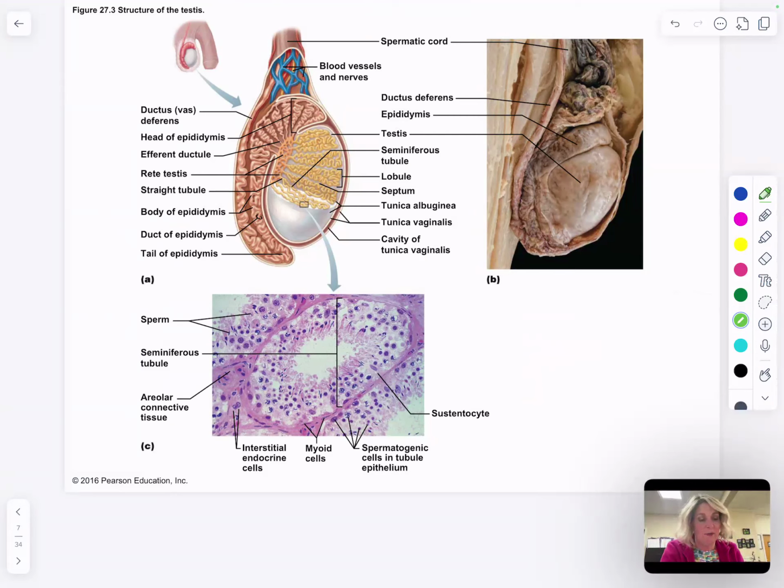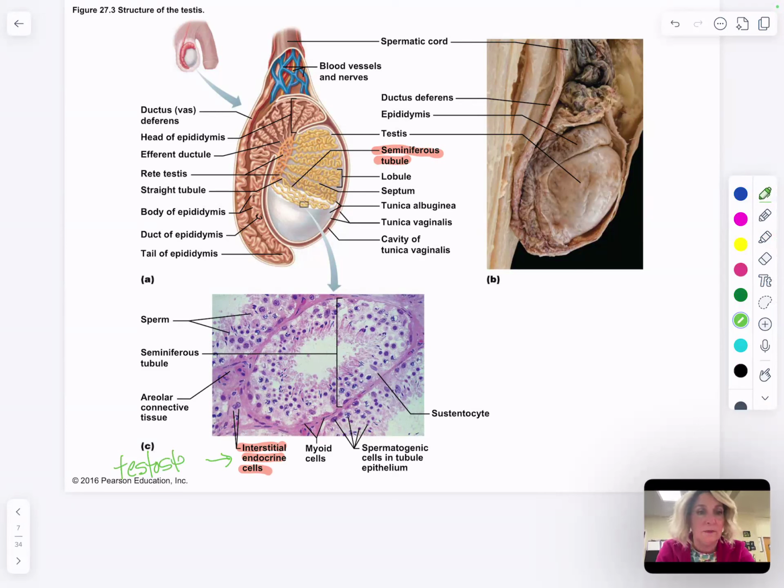The sperm cells are produced in the tubes called the seminiferous tubules. That's these guys right here. And then the interstitial endocrine cells right there, which cover the seminiferous tubules, produce testosterone. You'll need to know all this.